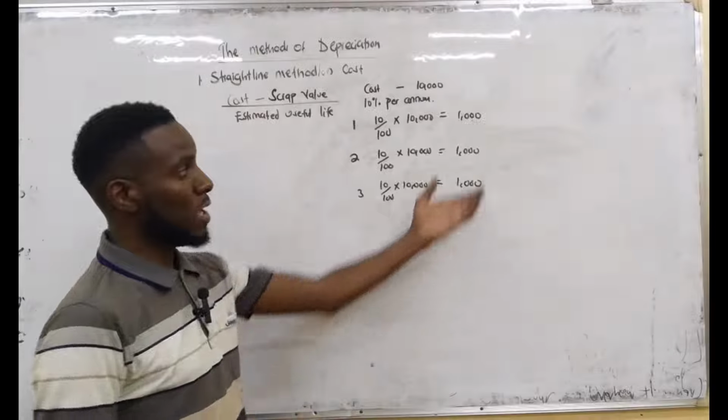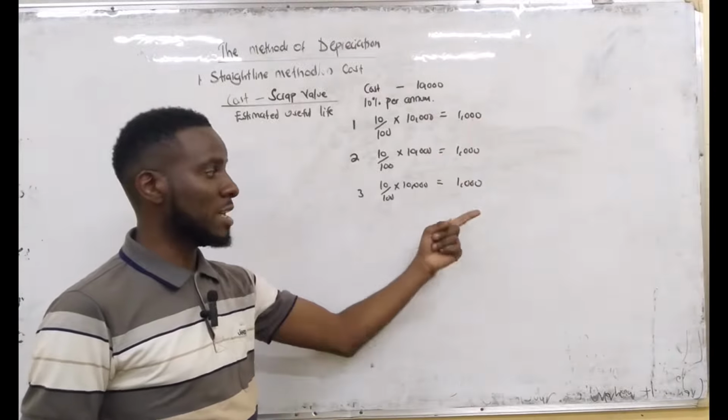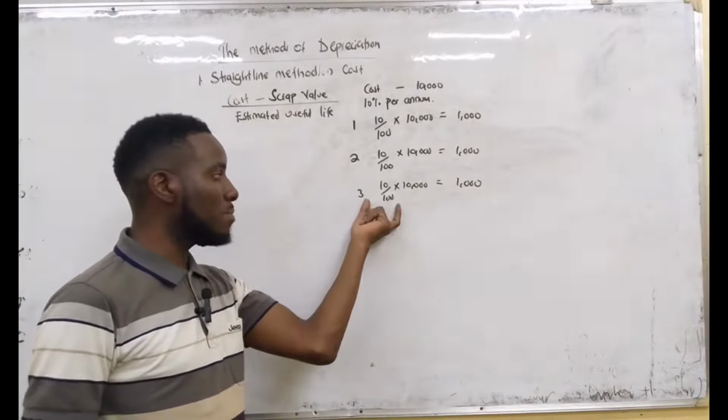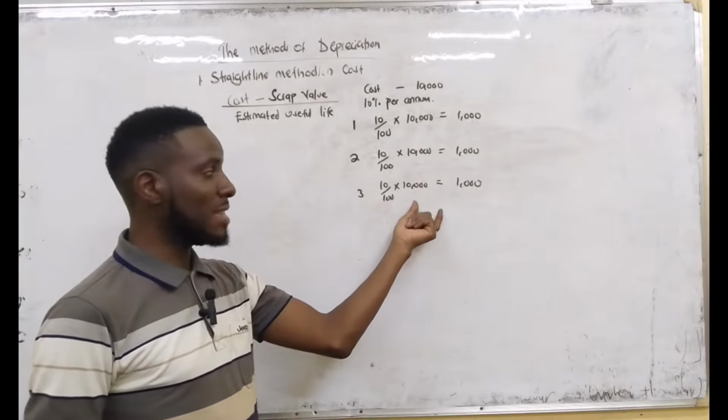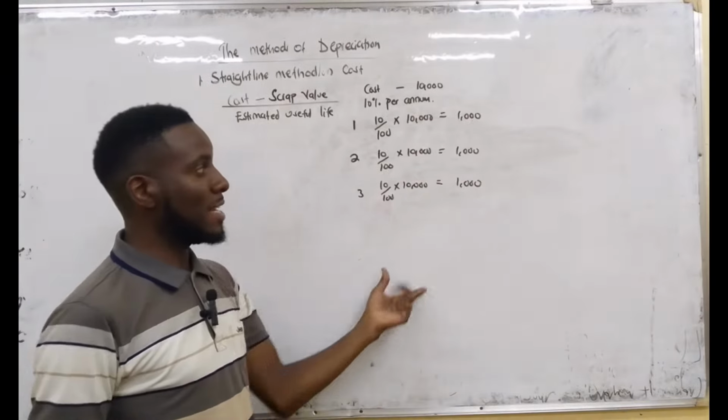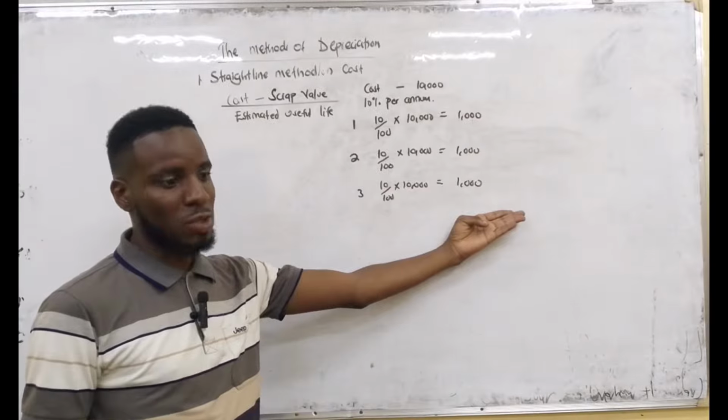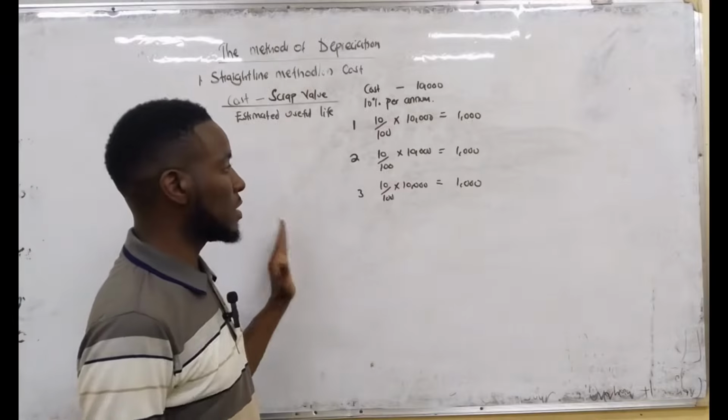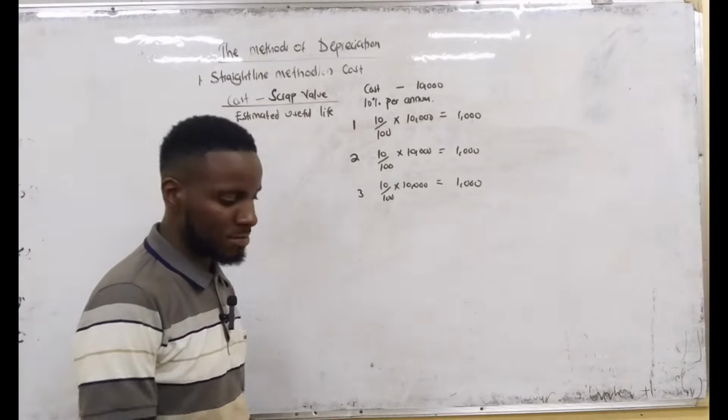Like I told you, the depreciation charge is going to be constant every year because we are simply applying the percentage on cost. And since the cost is going to be the same, ideally we must get the same output. That's why I put on cost. So this is what they call the straight line method.